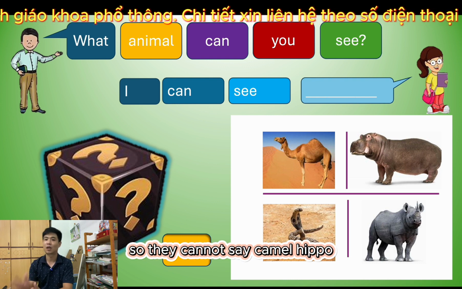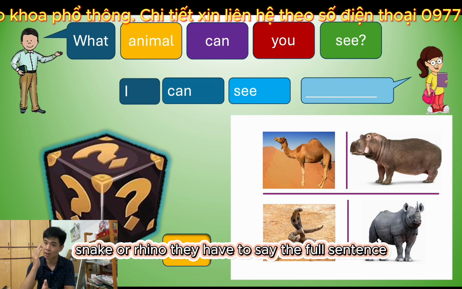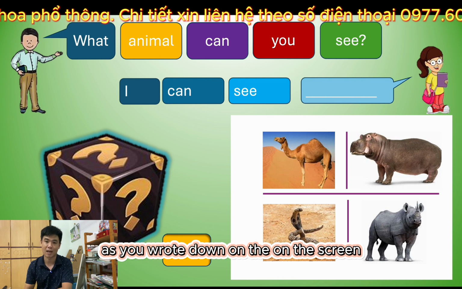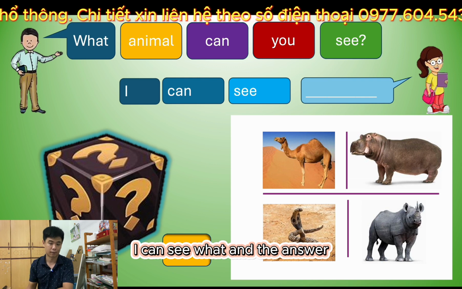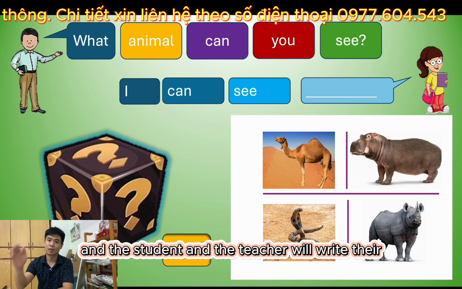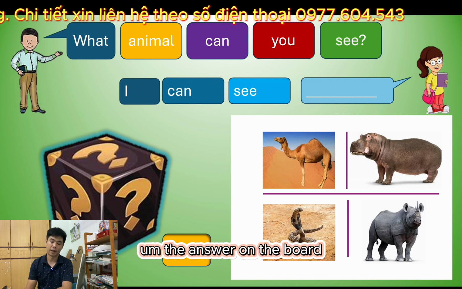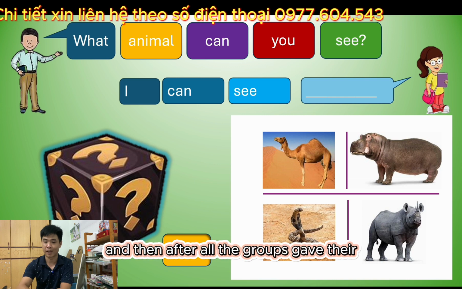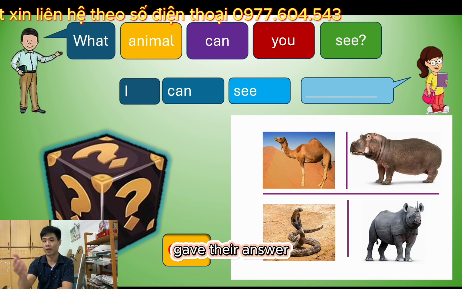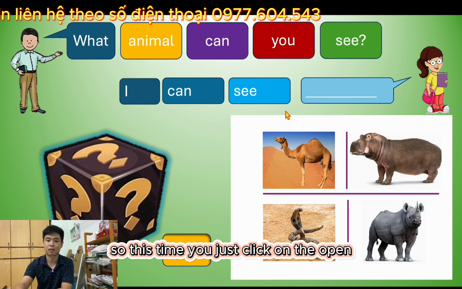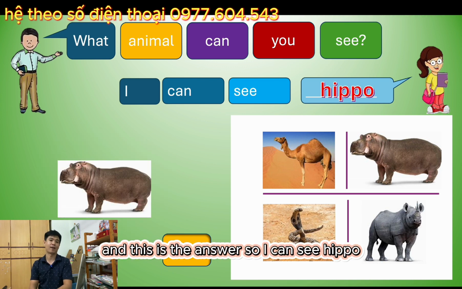So they cannot say camel, hippo, snake, or rhino. They have to say the full sentence as you wrote down on the screen. I can see what, and the answer, and the teacher will write their answer on the board, and then after all the groups gave their answer, this time you just click on the open, and this is the answer.